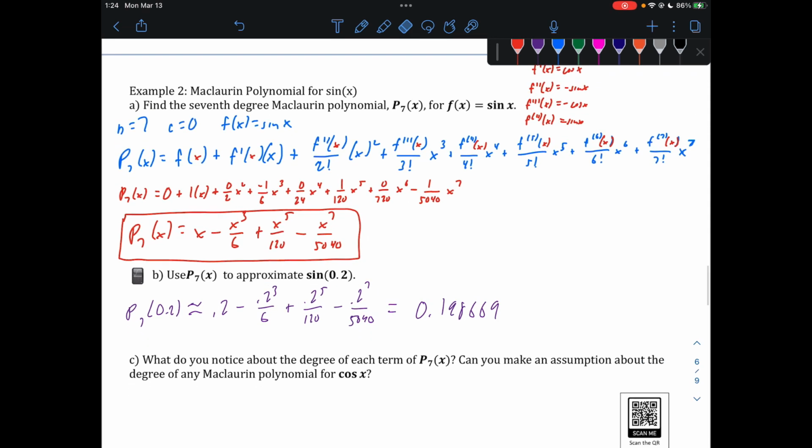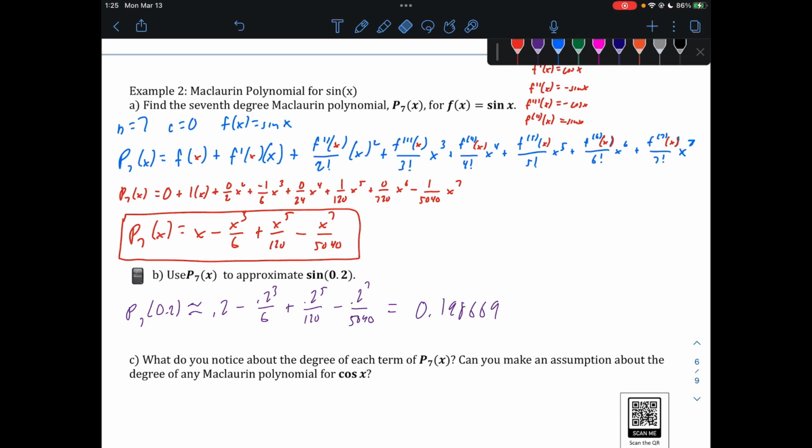All right, so some things to notice here about the degree of each term. We can make an assumption about cosine of x. Let's just talk briefly about that. All of the degrees of each term are odd for sine because sine is an odd symmetric function. Look at the degrees of x, right? 1, 3, 5, 7. So we could probably assume for cosine, all of our degrees would be even because cosine is an even symmetric function. Probably. We don't know for sure until we actually do it, but it's a pretty good assumption.